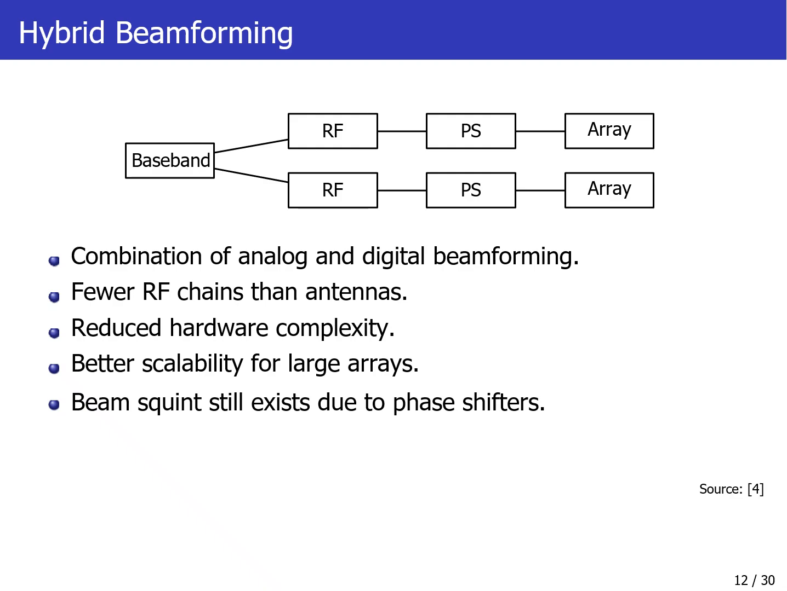And limitations of hybrid beamforming include beam squint. As we are using an analog RF stage, that is, we are using phase shifters, therefore beam squint is inevitable. And also array gain decreases, and terahertz beam alignment sometimes becomes inaccurate. Therefore, even hybrid beamforming still faces limitations in ultra-wideband terahertz communication systems.